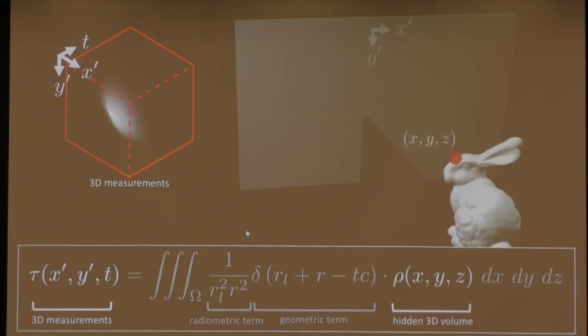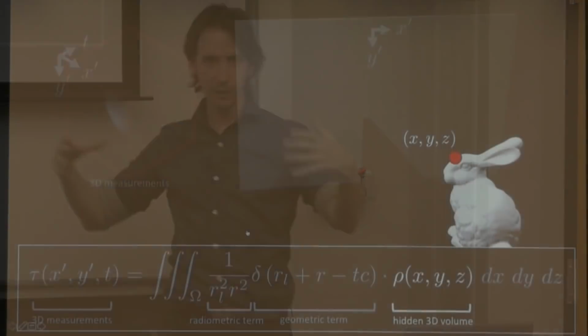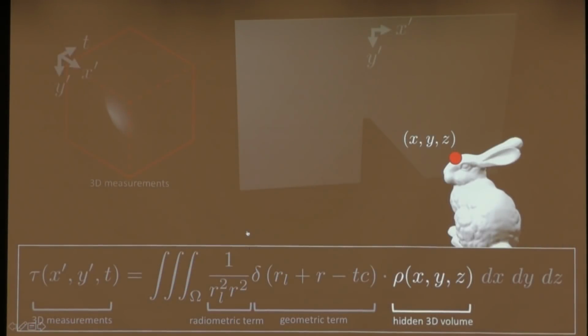And this is related to our hidden volume, represented by a function rho. So rho represents a 3D space. And for every point within this 3D space, represented by x, y, z, rho outputs the albedo, how much light is reflected by that particular point in 3D space. So this is a 3D volume that encodes not just 3D shape, but the albedo of a hidden object.